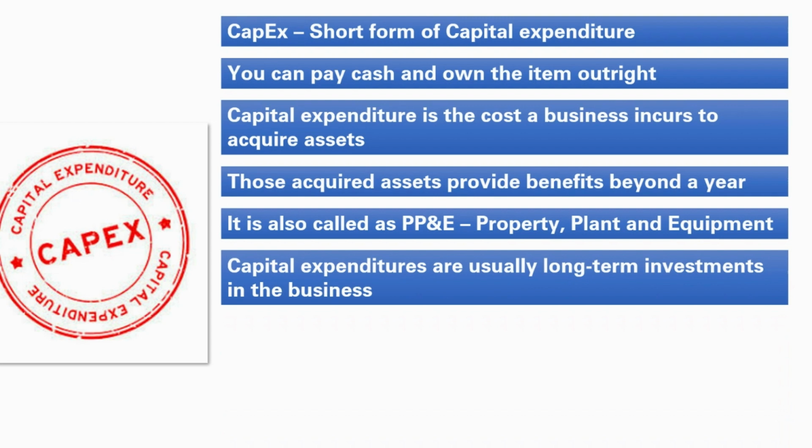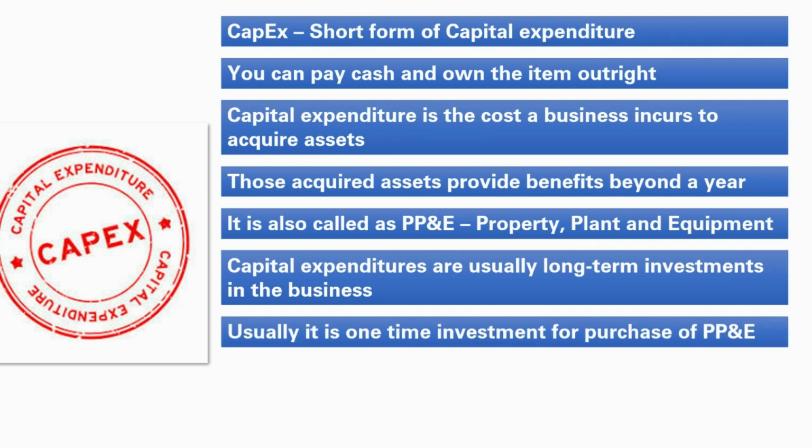Capital expenditures are usually long-term investments in the business. They might last beyond a year, sometimes for decades. Usually, it is a one-time investment for the purchase of PP&E. When a property or a plant is bought by an organization, by investing a good amount of money into it, they try to utilize it for their own business as much as they can. So the cost incurred due to all that comes under capital expenditure.